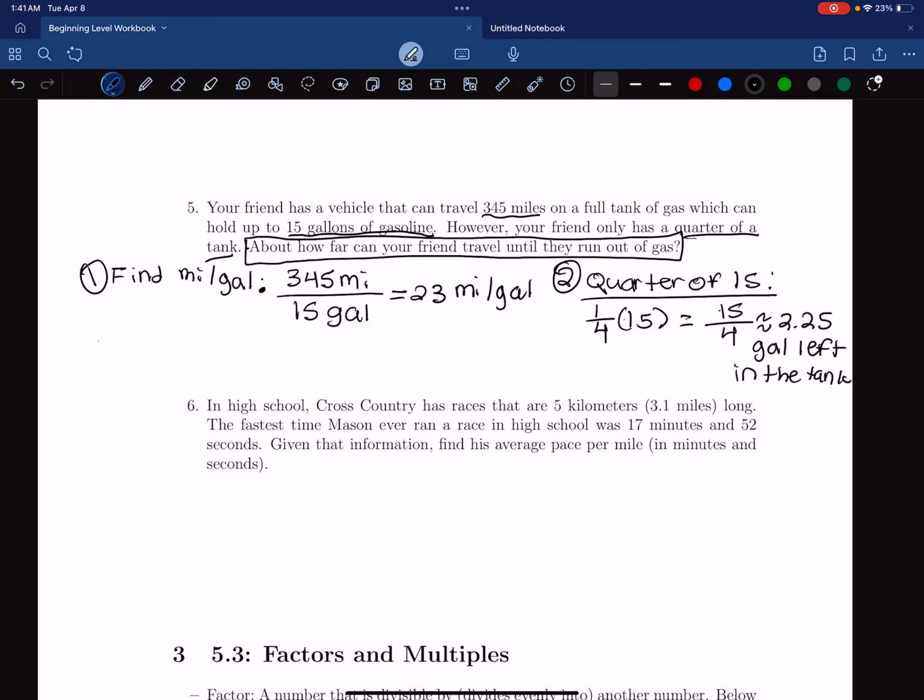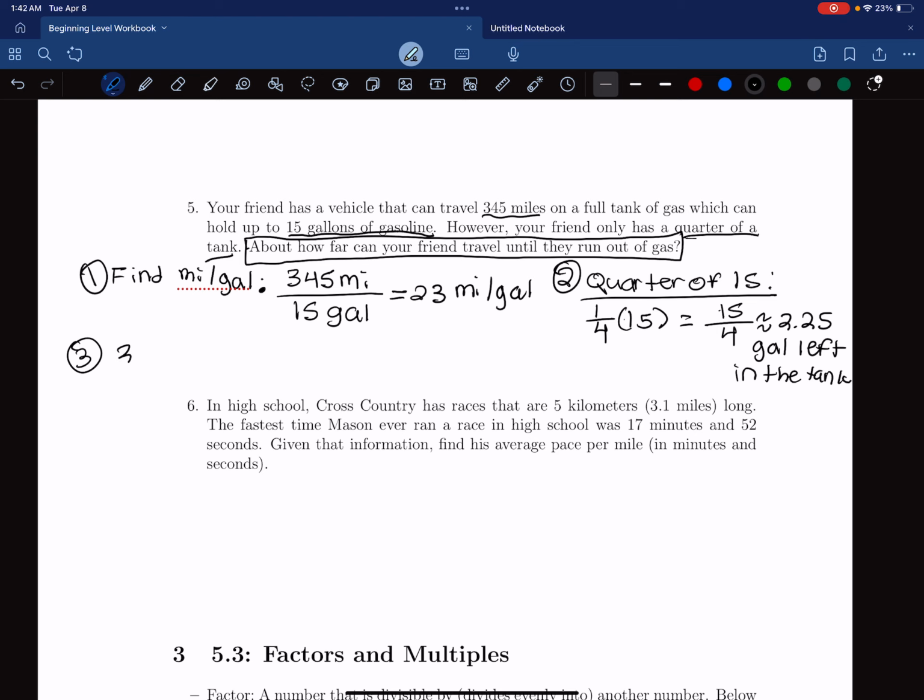Now our last step here is to multiply the two numbers that we got to find how many miles your friend has left. Because we know that we can travel 23 miles with 1 gallon. And if you multiply those 23 miles by the 2.25, you will get the approximate amount the car can travel with a quarter of a tank.